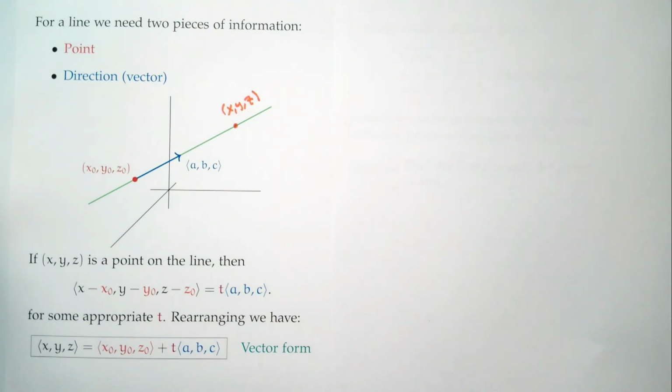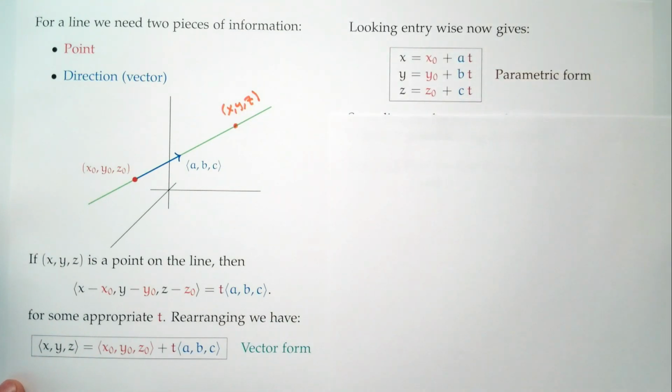There's another thing you can do. I know that vectors work by components, entry by entry. So let's look at each entry and see what's happening. If we look at the first entries, on the left we get x. On the right we get x0 plus t times a, because this t is scaling. And we can do that for every entry. If we do that, we get what's called parametric form. So x is x0 plus a times t, y is y0 plus b times t, and z is z0 plus c times t.